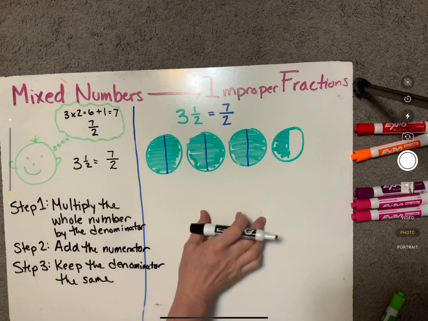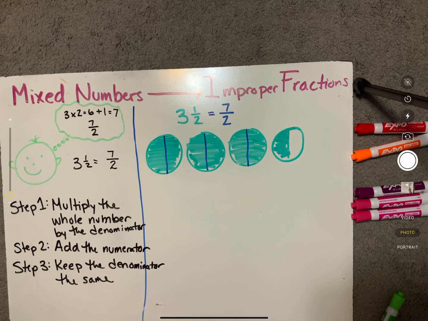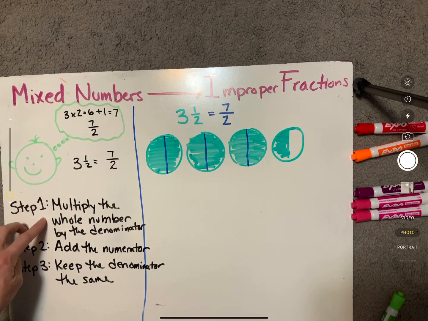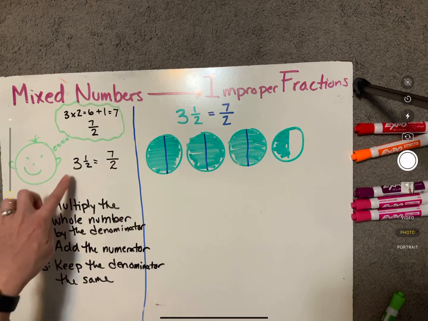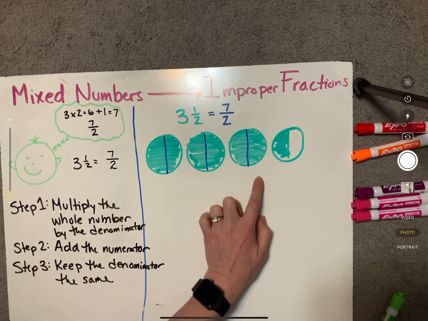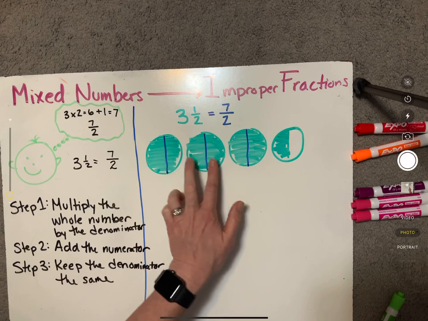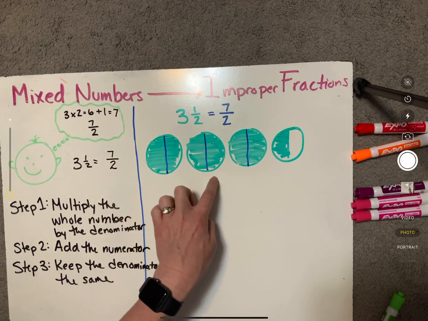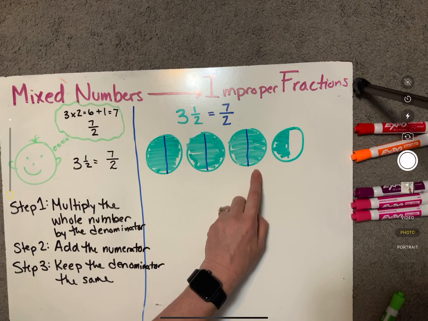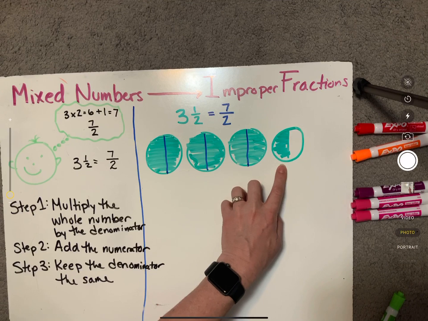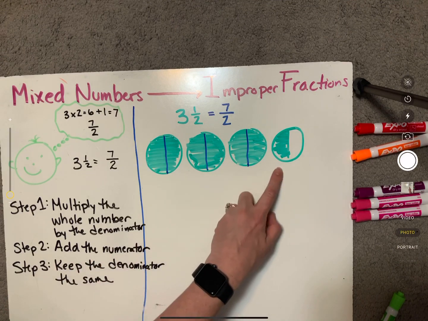Now, if we look over here to this example side, this is the math of it, and this is kind of showing you how and why it works. So if we think about step 1, multiplying the whole number times the denominator, 3 times 2. If we look at what we split up here, we have 3 wholes, and we're splitting them each into 2. So 3 times 2 is 6. 1, 2, 3, 4, 5, 6. So that's why we do this. So this would be 6 plus 1 extra half, which is where adding the numerator comes in.